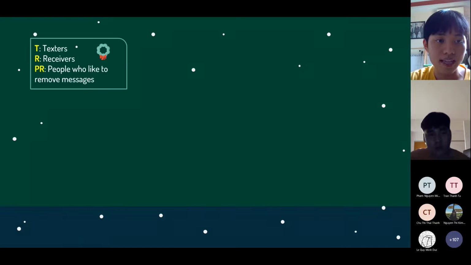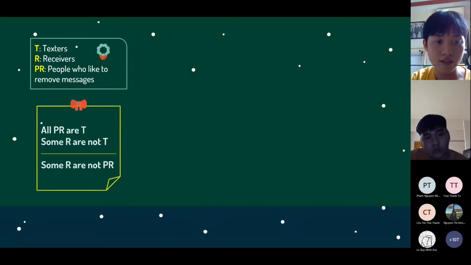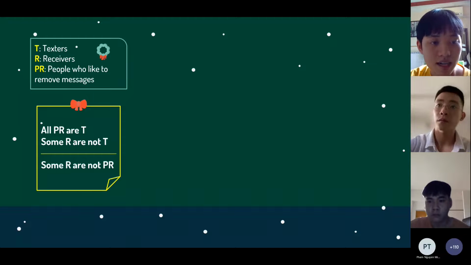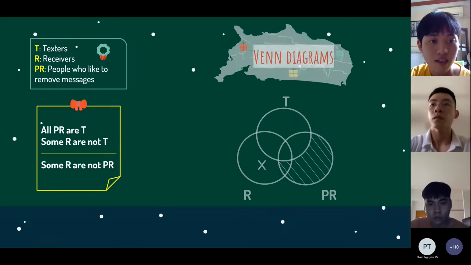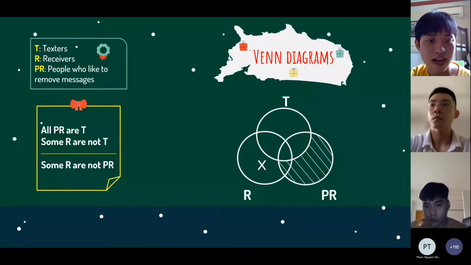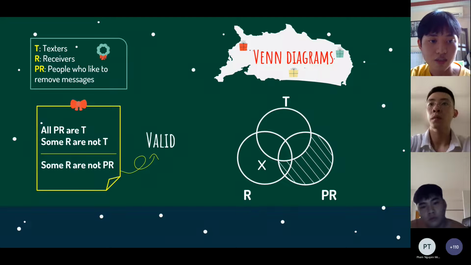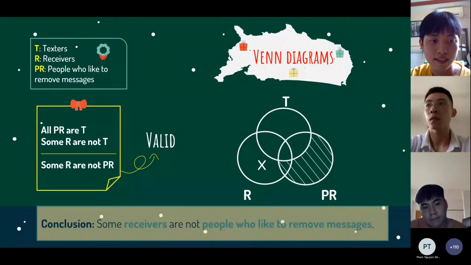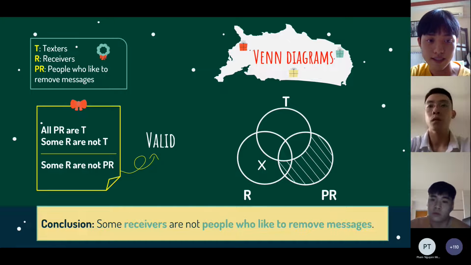So I summarize that T is for the texter, R for receiver, and PR for people who like to remove messages. We summarize the case above: all PR are T, some R are not T, and the conclusion is some R are not PR. I have a Venn diagram that proves whether this is valid or not. So we have the conclusion that some receivers are not people who like to remove messages. That is valid.